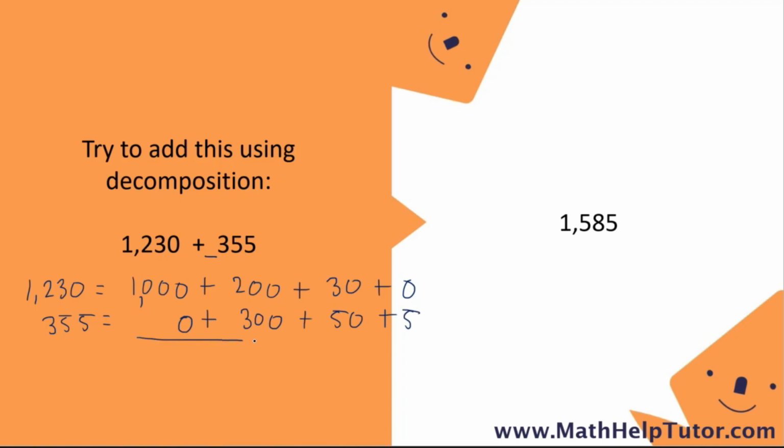Let's put a line here and then add each of the places. So 0 plus 5 gives us 5, 30 plus 50 gives us 80, 200 plus 300 gives us 500, and 1,000 plus 0 gives us 1,000. So this is now the value of each of the places of our new number. So we can just put a plus sign here, which gives us 1,585, which is the answer to this problem.